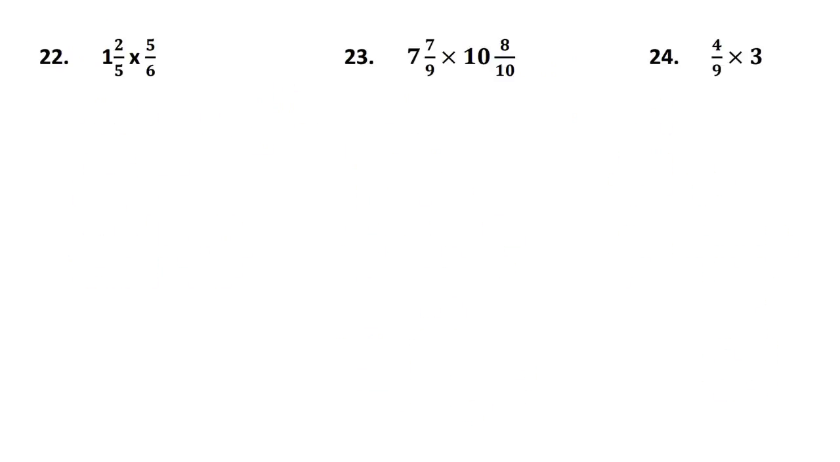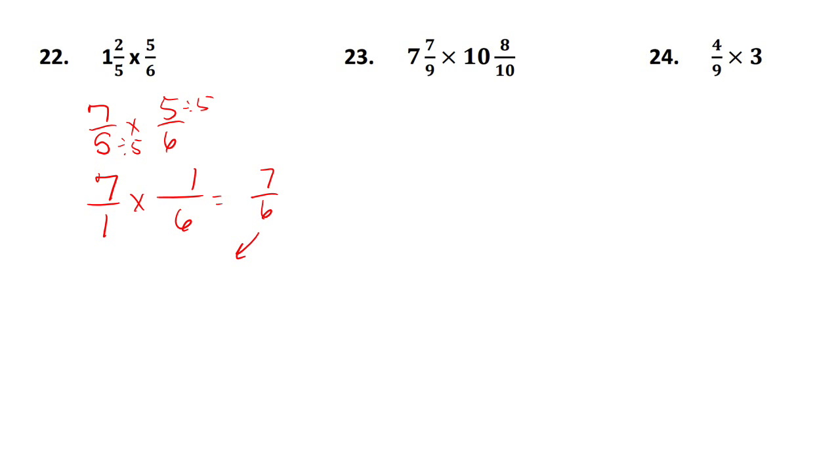All right, let's try 22, 23, and 24. So here we have 1 2/5 times 5/6. Let's go ahead and make our improper fractions here. So we have 7/5 times 5 over 6. Let's go ahead and cross simplify if we can. We know that 5's divide out, so those are 1 and 1. 7 and 6 we cannot simplify. So we have 7/6, which when we create that in mixed numbers, 1 and 1/6.